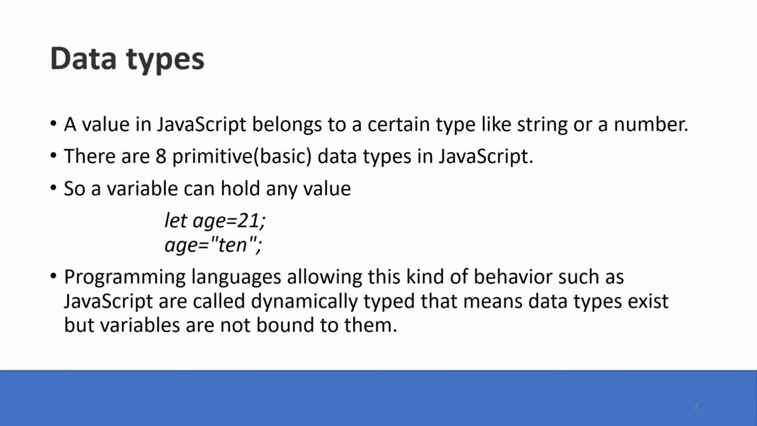You can change the data type of the variable also, like here. First the age is 21 and then the age became 10. Like this you can change. These types of languages are called dynamically typed. For example, Python is also dynamically typed. If you take C and C++, they are statically typed because the variable is bound to the data type. That means once you declare a variable and give it a data type, you can't change it. But in JavaScript you can change the data type also, once you have declared it.